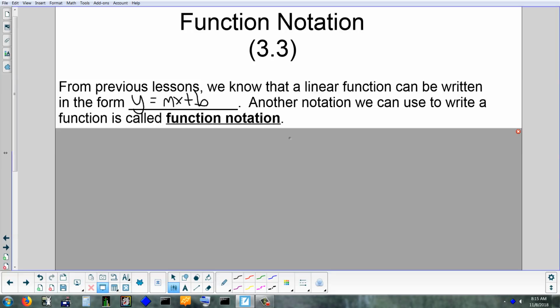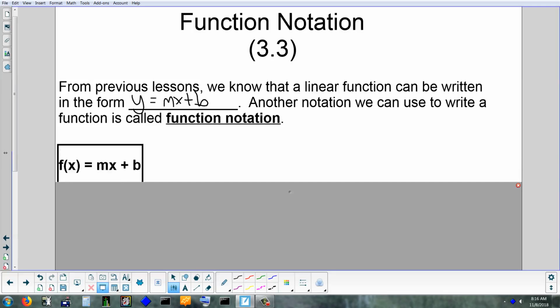That's why it works. So another notation we can use to write a function is called function notation. All right? So that's one way we can write it. Today, we're going to write it another way. We're going to write it in function notation. Again, basically, it's going to be something in this form that's going to mean the same thing, just written differently. That's all. All right?